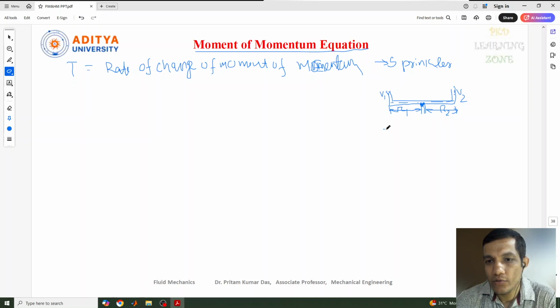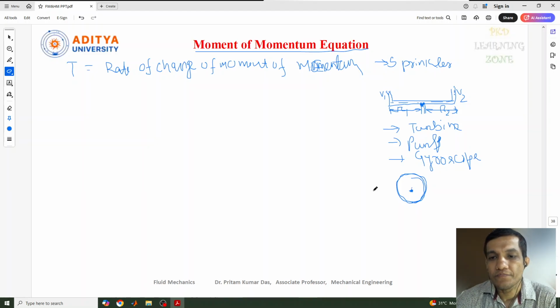Apart from that, we can also use this concept in turbines, which we have not discussed till now, in hydraulic machinery, in pumps, and also in the gyroscope, wherever there is angular rotation. Suppose a point of the fluid starts rotating like this. There we can use this equation. One more thing: this concept is also called angular momentum.